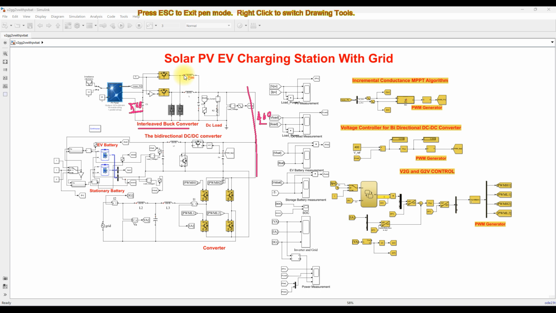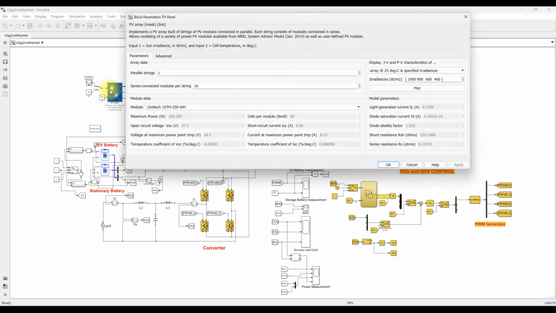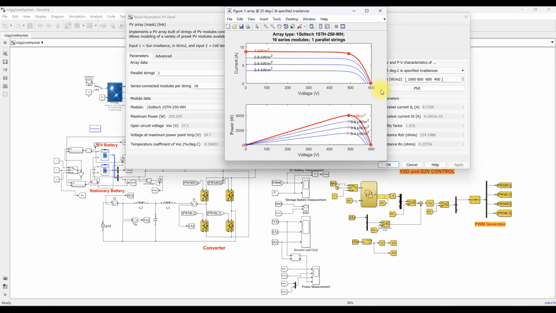This interleaved buck converter is controlled by means of an MPPT algorithm. MPPT is nothing but the maximum power point tracking algorithm. It is used in the PV system to extract the maximum power from the PV panel. Here you can see that for different irradiation conditions, that means different sunlight intensity conditions, the peak power of the PV panel will vary.